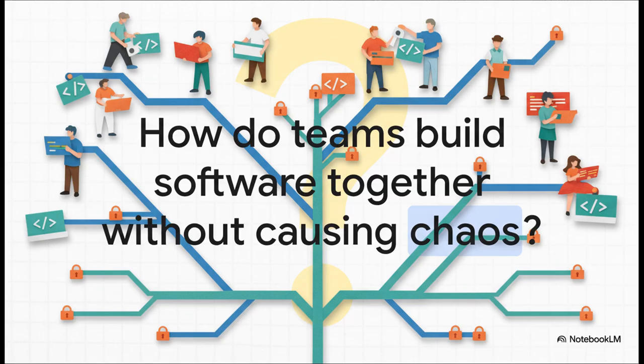I mean, this is the big question, isn't it? You've got multiple developers all pushing changes, sometimes to the very same files. How on earth do you stop the whole project from just turning into a complete mess? Well, that's exactly the problem these branching strategies are built to solve.